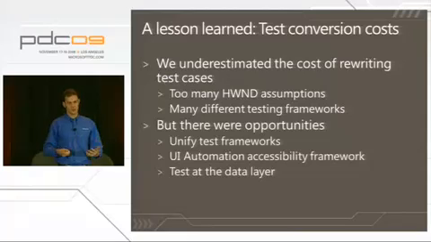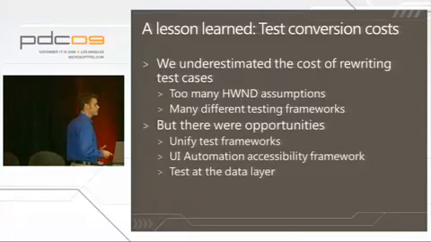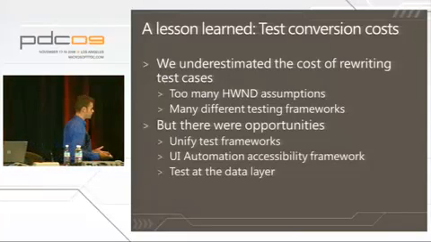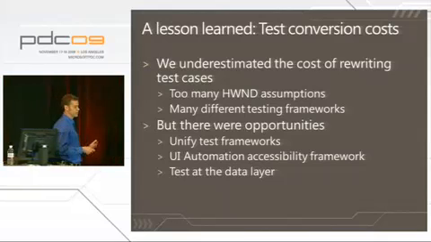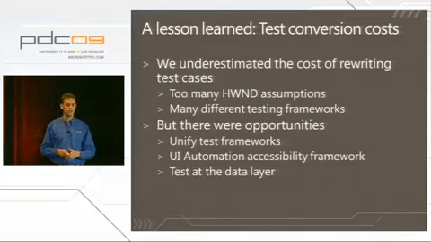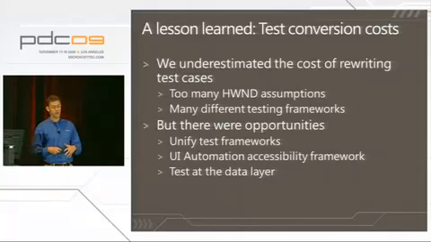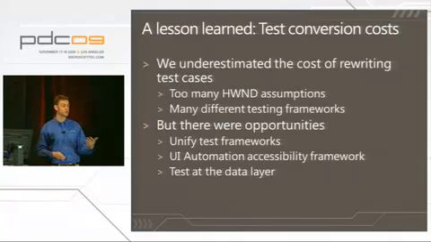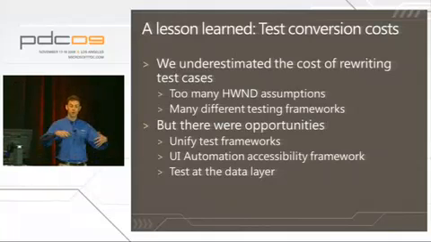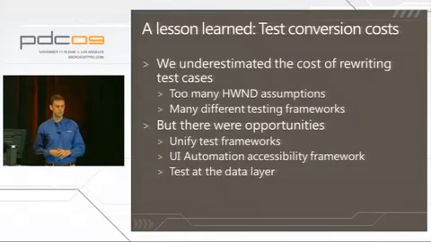There are opportunities there. Of course, opportunities to unify those testing frameworks. And we took those opportunities in stride, having been a little bit burned by the testing costs there. We took that opportunity to unify those testing frameworks around UI Automation. So that's the accessibility APIs for WPF. Also works with Win32. We've unified a lot of our testing frameworks. We've made an opportunity there.